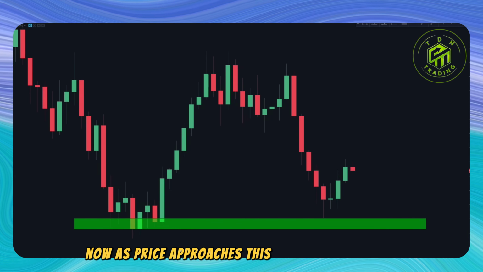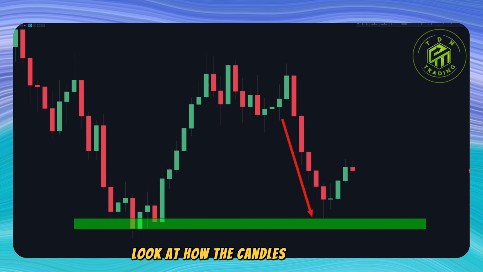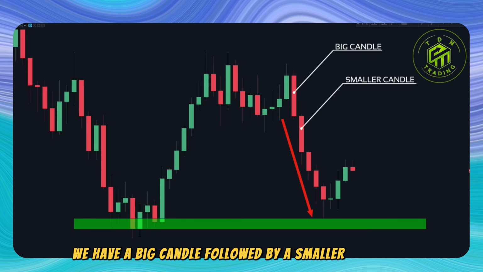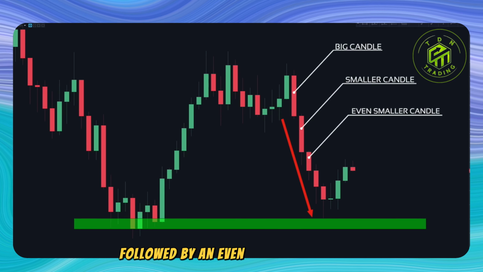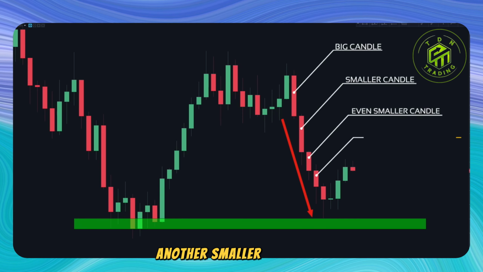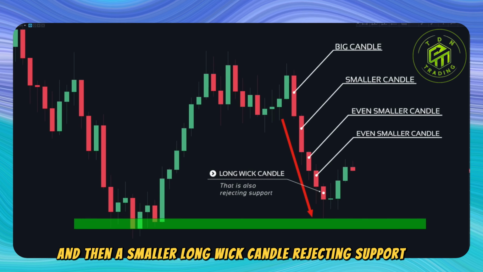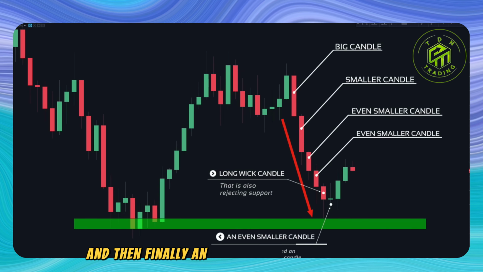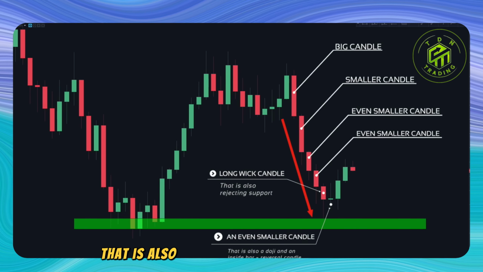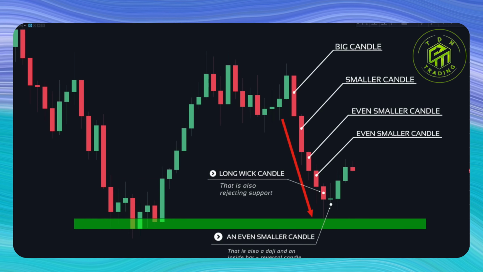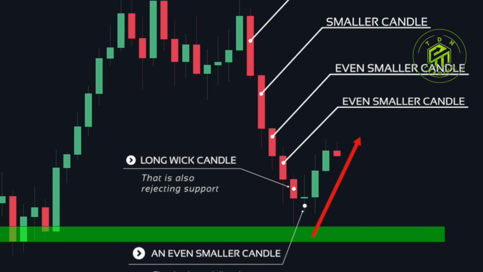Now, as price approaches this level of support, look at how the candles behave. As you can see, we have a big candle, followed by a smaller candle, followed by an even smaller candle, another smaller candle, and then a smaller long wick candle rejecting support. And then finally an even smaller green candle that is also a doji and also an inside bar, which is a reversal candle. And this results in a bounce upwards.